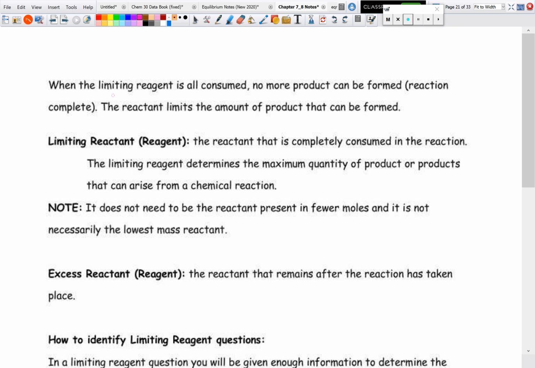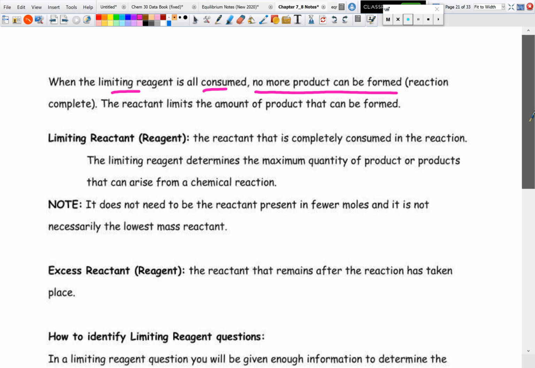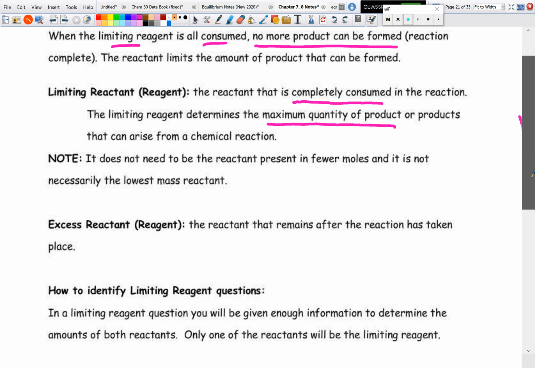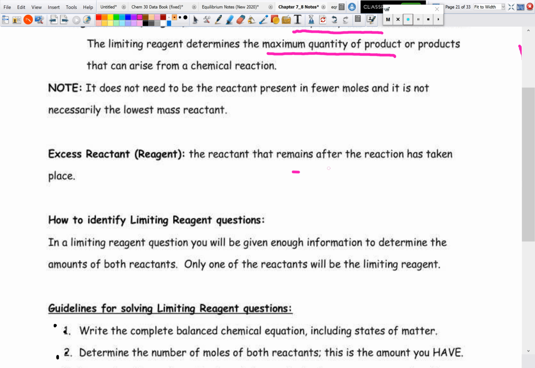Of course, when the limiting reagent is consumed, no more products can be formed, so the reaction is going to stop. The definition of a limiting reagent is what we have right here. It's the reactant or reagent that is completely consumed in a reaction. The limiting reagent determines the maximum quantity of the product or products that can be formed, because as soon as this is used up, the reaction stops. However much product we had formed, we can't get any more. And of course, the excess is the reagent that remains after the reaction has taken place.